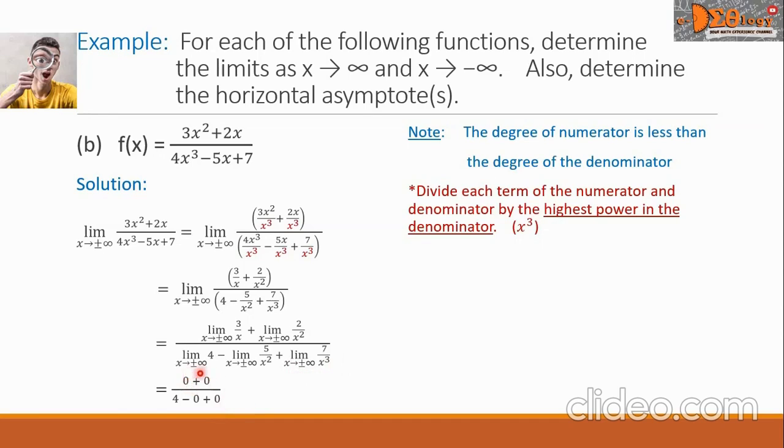Simplifying this, 0 plus 0 is 0, over 4 minus 0 plus 0 is 4. So 0 over 4 is simply 0. So the limit of the function as x approaches plus or minus infinity is 0. So for the horizontal asymptote, we will copy this value and we write y equals 0. This is the horizontal asymptote.